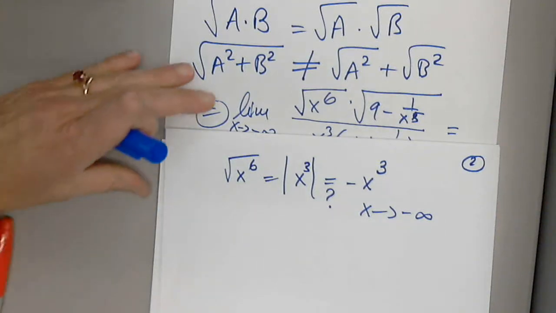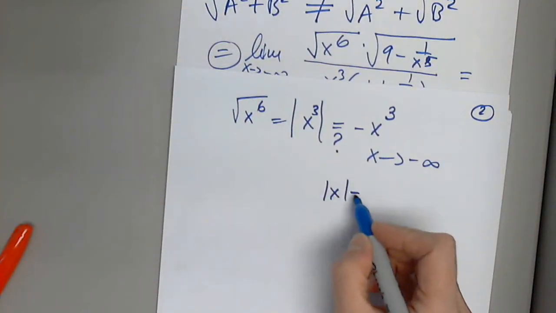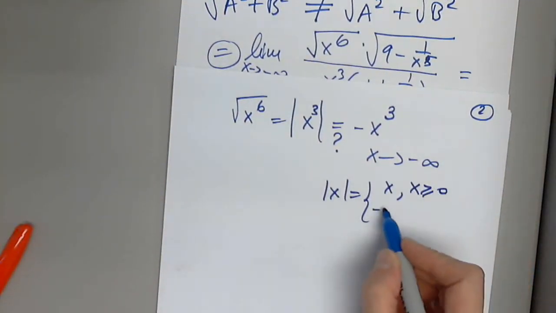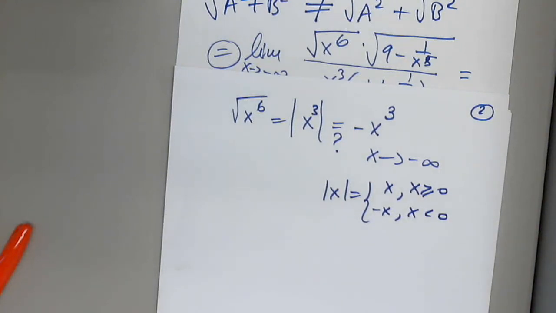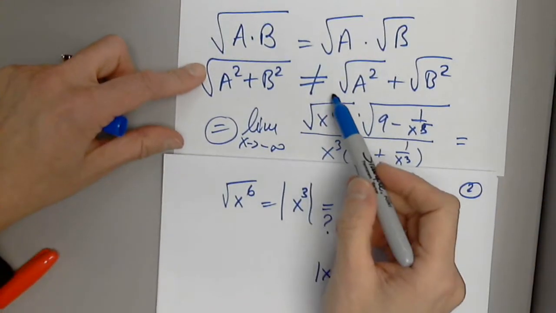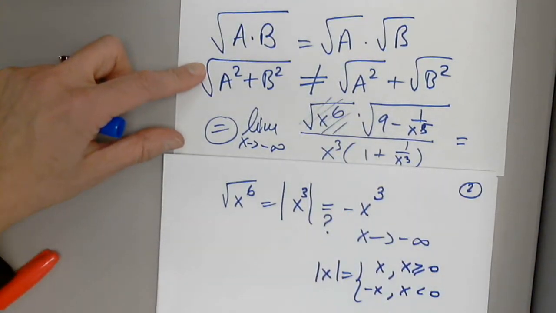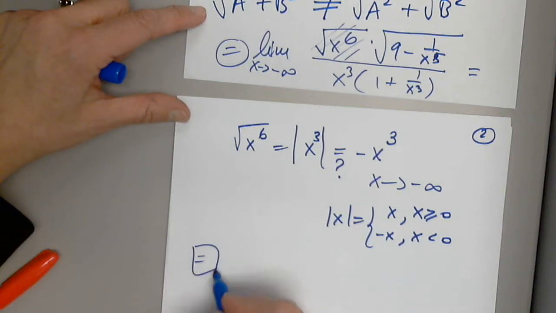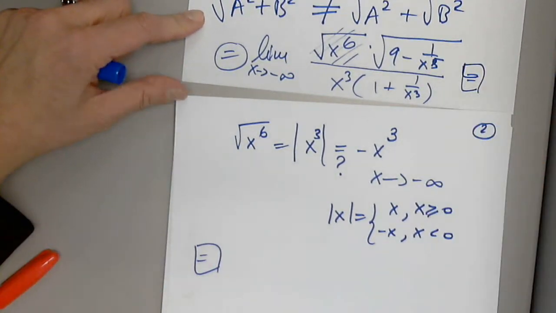Why? Let me write another note for you as a refresher. The absolute value of x is x for positive and negative x for negative. Since this is x cubed, it's the same thing. So the absolute value of x to the 3rd will be replaced by negative x to the 3rd if x approaches negative infinity. So now coming back, only now I can remove this. Only after I analyze what it equals. I cannot just blindly say x to the third. That would be incorrect.